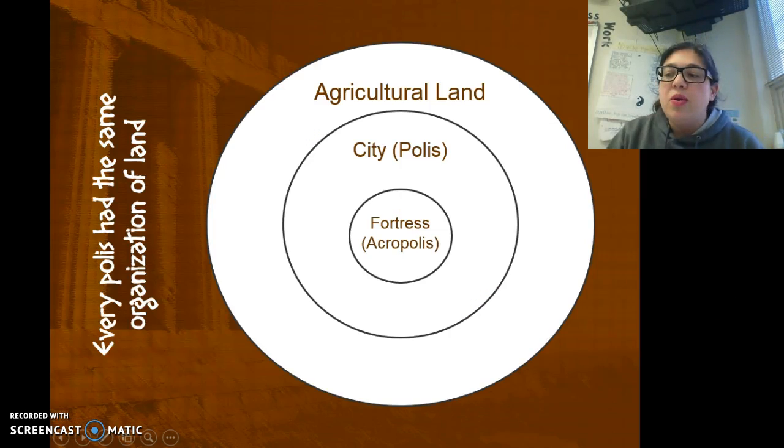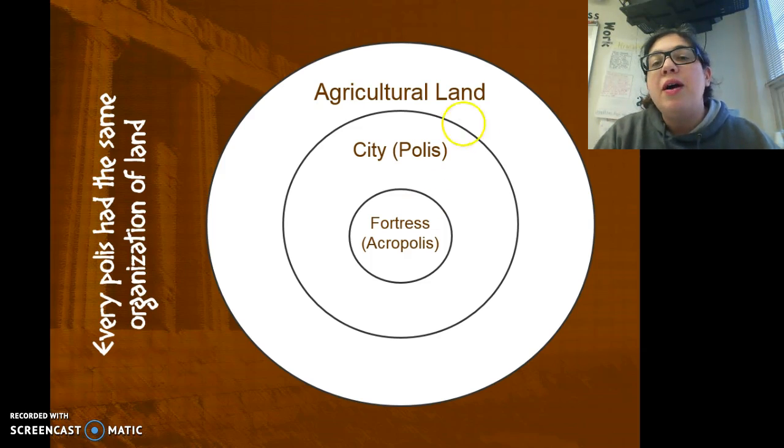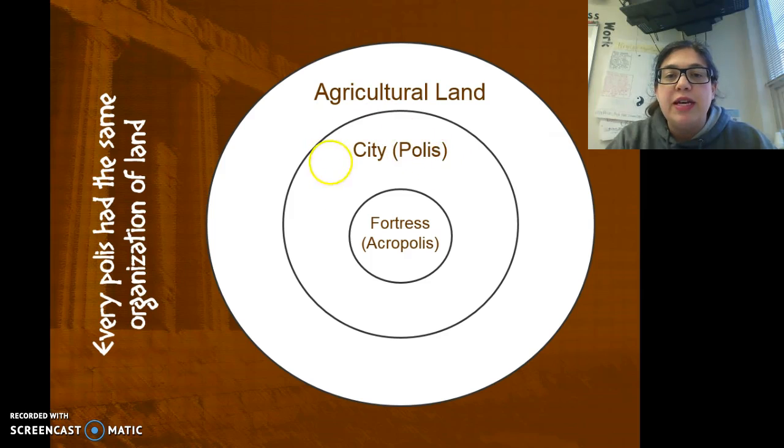So when we look at the organization of the city-state, every single one had the same basic organization. They had the Acropolis, which means high city, okay? Polis means city, acro means high. They had their high city that was the fortress. This was where they kept their treasury with their money, as well as having important temples. Outside was the city where people lived, and then outside that was the agricultural land where they grew their food. So all of the city-states followed this pattern.